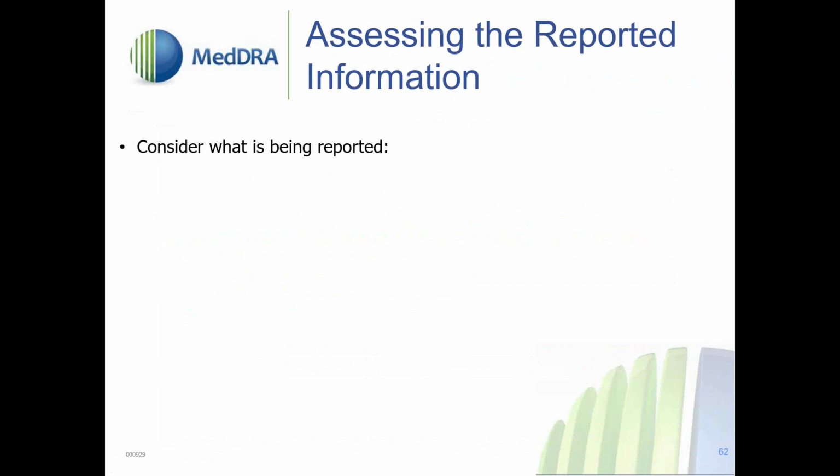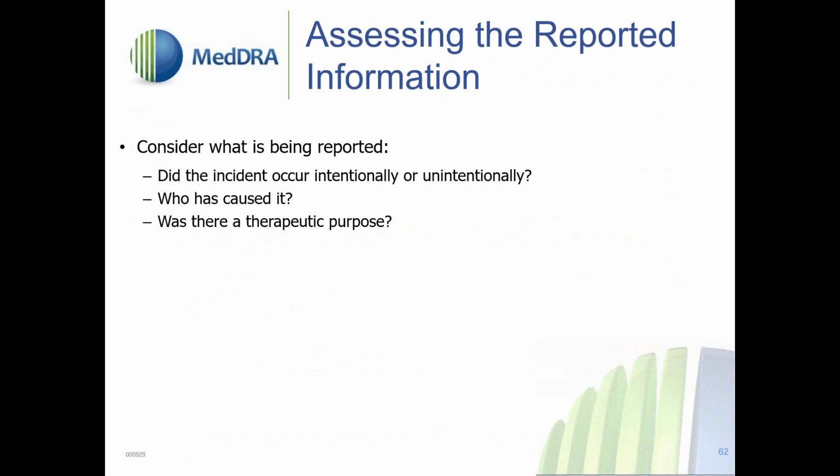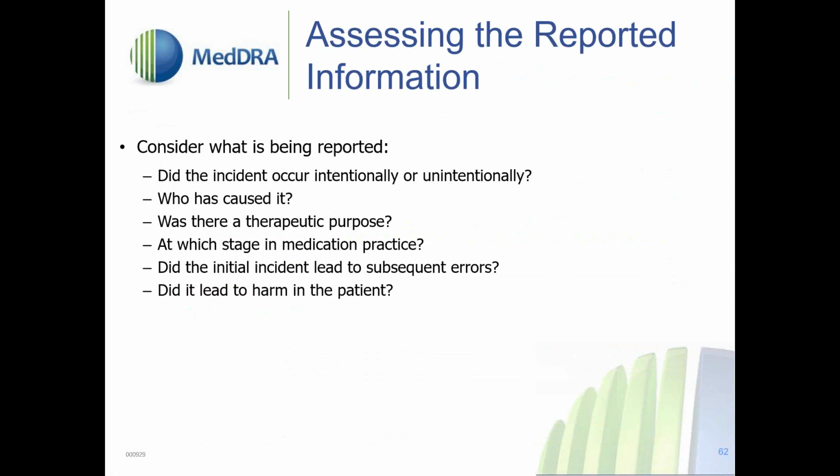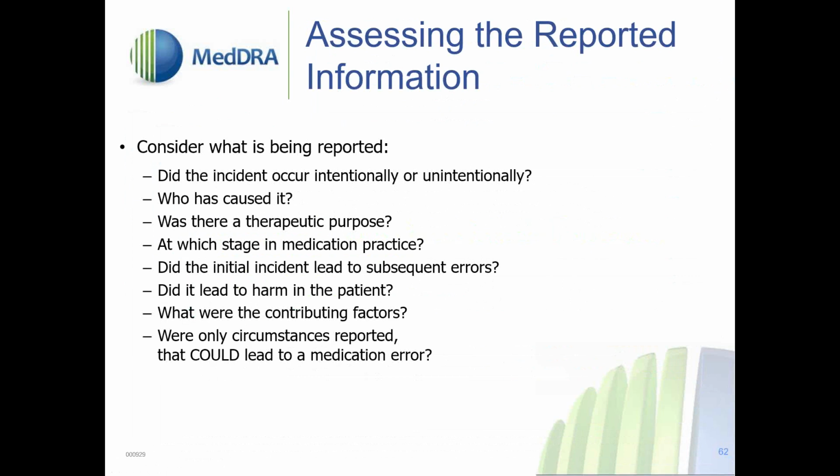If you're coding such scenarios, you will have to assess the reported information. At first, you would check for the 3 criteria for the classification. Did the incident occur intentionally or unintentionally? Who caused it? And was there a therapeutic purpose? Then you would check at which stage the error occurred and whether it led to subsequent errors and even harm in the patient. If contributing factors are reported, they need to be captured in addition.